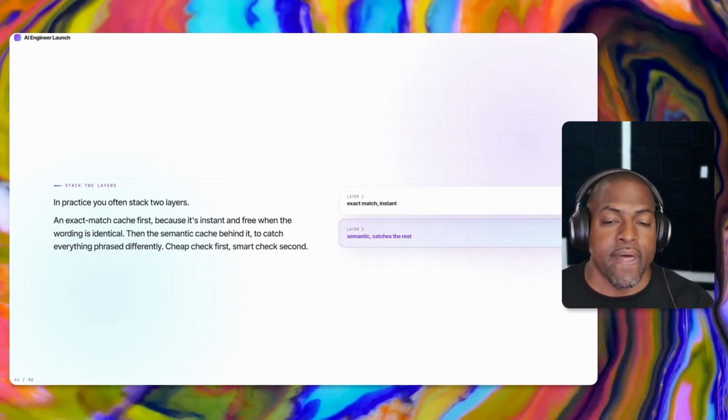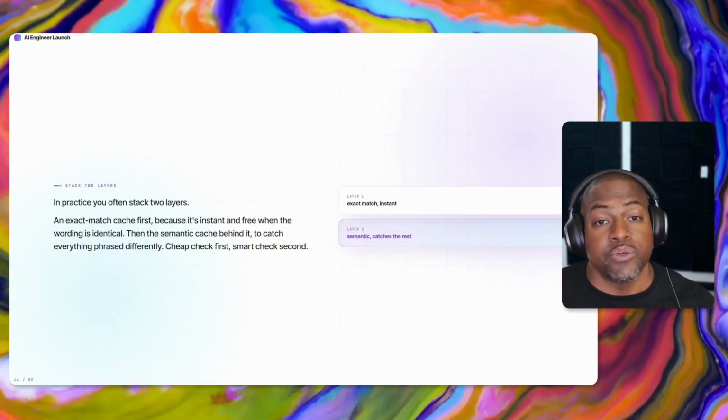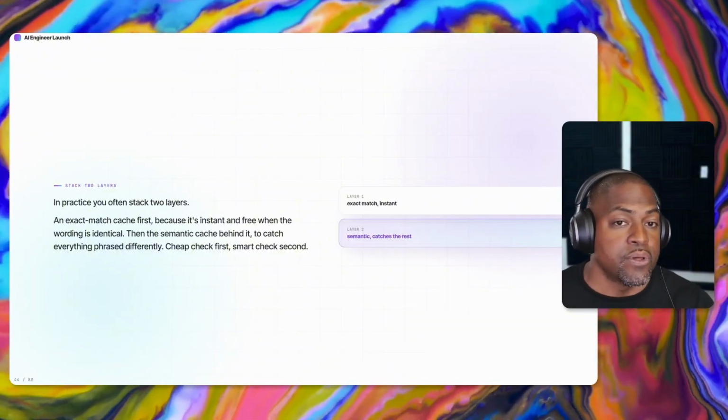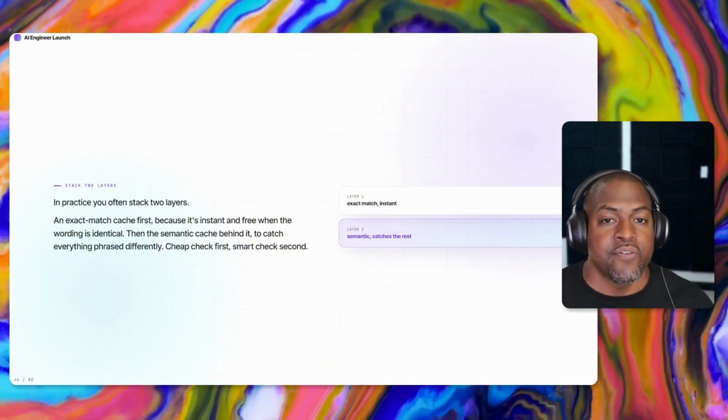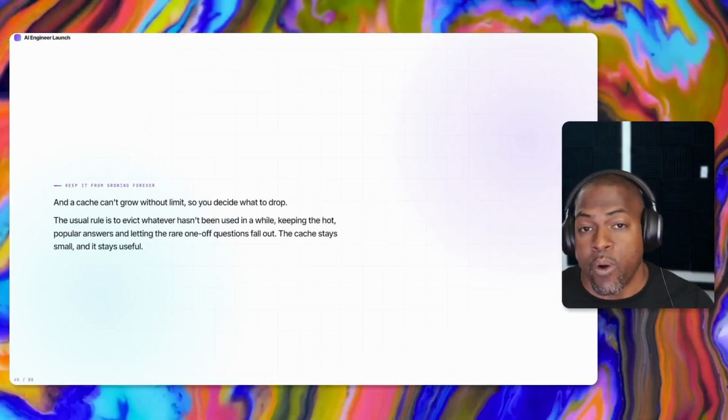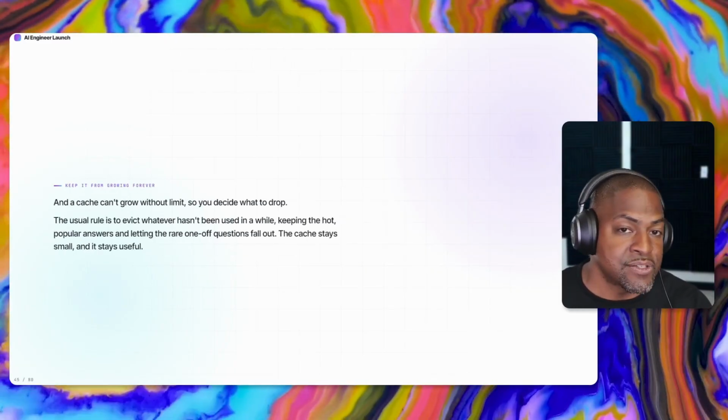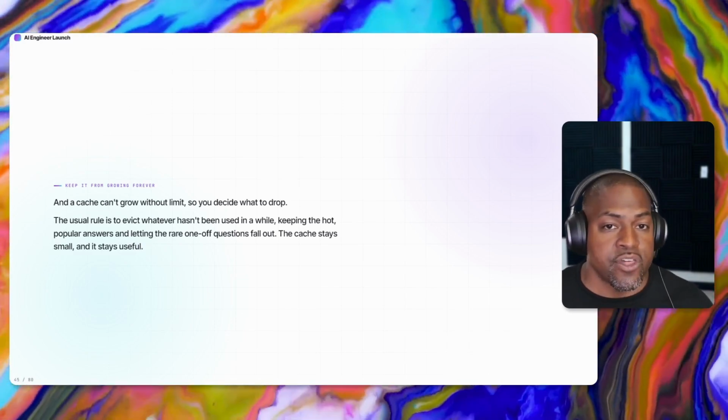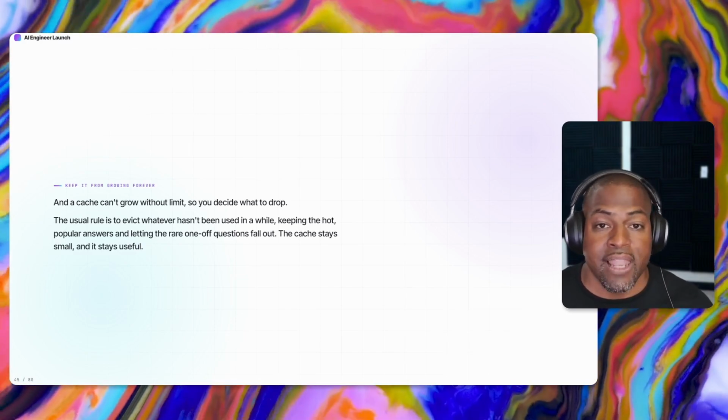And a cache can't grow without limit. So you decide what to drop. The usual rule is to evict whatever hasn't been used in a while, keeping the hot, popular answers and letting the rare one-off questions fall out. The cache stays small and it stays useful.